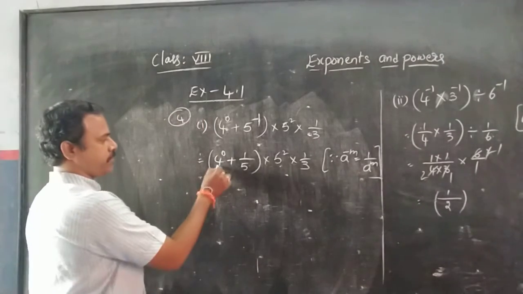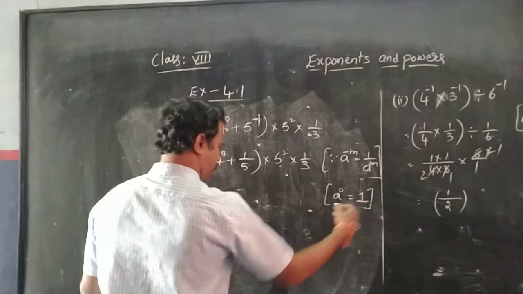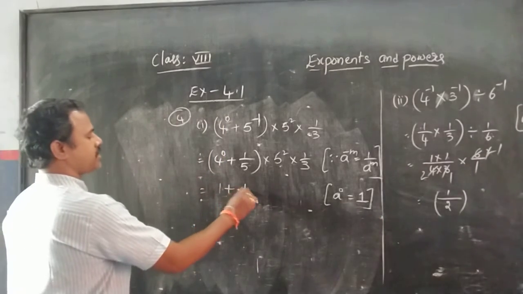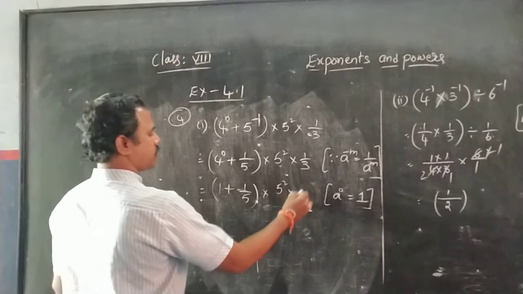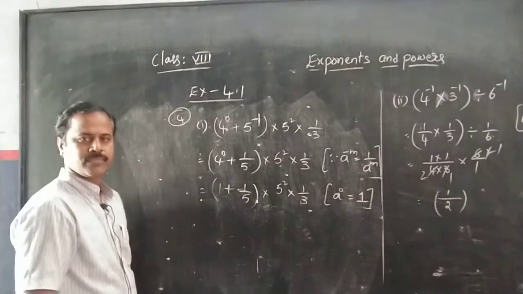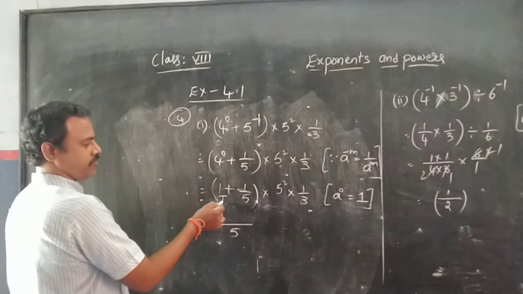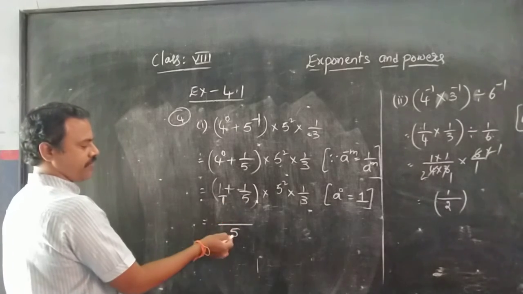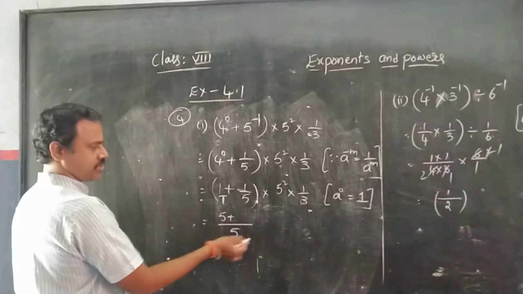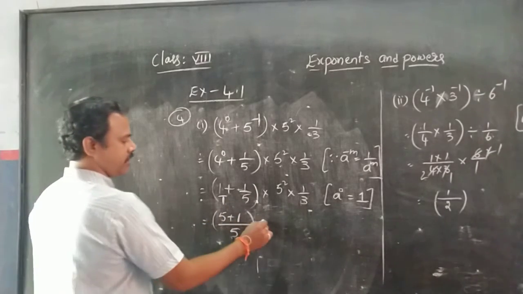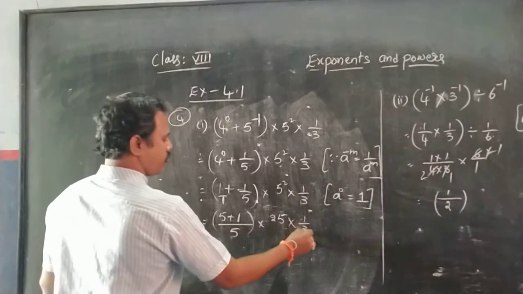Okay. Now 4 power 0. So what do you know about a power 0? A power 0 is equal to 1. Very good, Nana. 1 plus 1 by 5 into 5 square into 1 by 3. Now we are going to take the LCM in the bracket. 5 ones are 5, so you divide with 5, 5 ones are 5. 1 into 1, 1. Okay, into 25, 5 square, into 1 by 3.